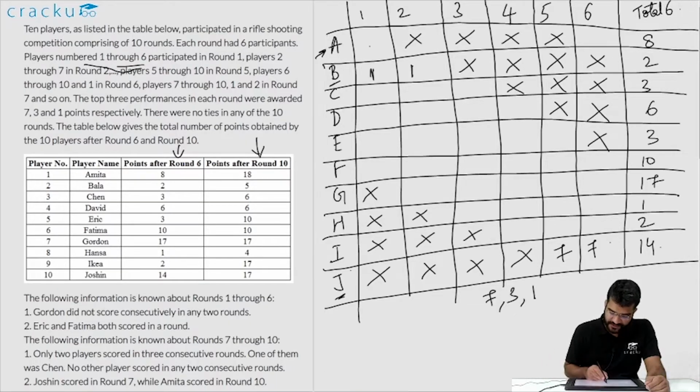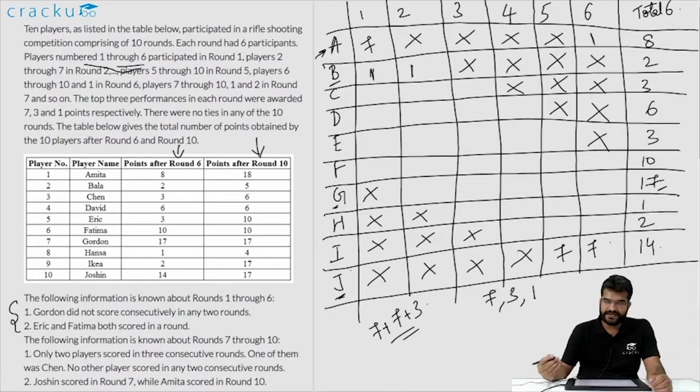Now because B has already scored 1 in the first round, it would mean that A has scored 7 and 1 in rounds 1 and 6 respectively. There is some more information given about the rounds, which says that Gordon, the 7th participant, did not score in any 2 consecutive rounds. And the total that Gordon has scored after the first 6 rounds is 17. The only way that is possible is if it is 7 plus 7 plus 3.